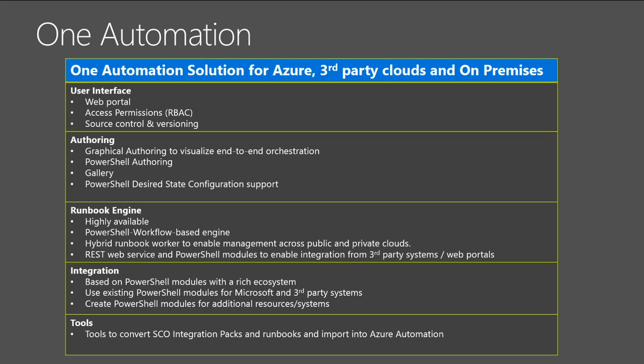Azure Automation has a very highly available runbook engine. It's based on the PowerShell workflow. It allows you to checkpoint your runbooks so that if there's a failure somewhere and the runbook has to stop, it can restart, but it doesn't have to restart from the beginning. It can restart from some other place within the runbook. So we have that checkpointing ability. We have the hybrid runbook worker, which allows you to run your workloads on-premise if you want to, rather than up in the Azure cloud.